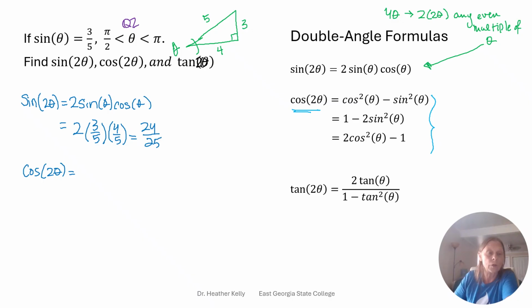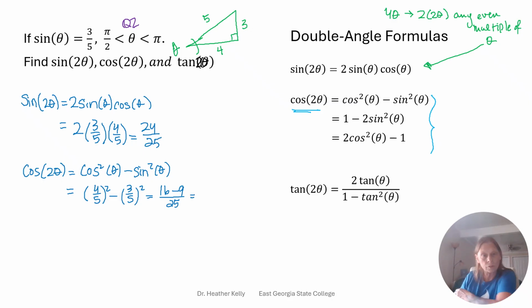So cosine of 2 theta is equal to cosine squared theta minus sine squared theta. And so that's going to give me my cosine is 4/5 squared minus my sine, which is 3/5 squared. So that's going to give me 16 minus 9 over 25, which is not 15 25ths, goodness gracious, why is my brain not doing that? 7/25ths. Told you my arithmetic sometimes is really bad, and it's proving to be pretty bad this time of the day.